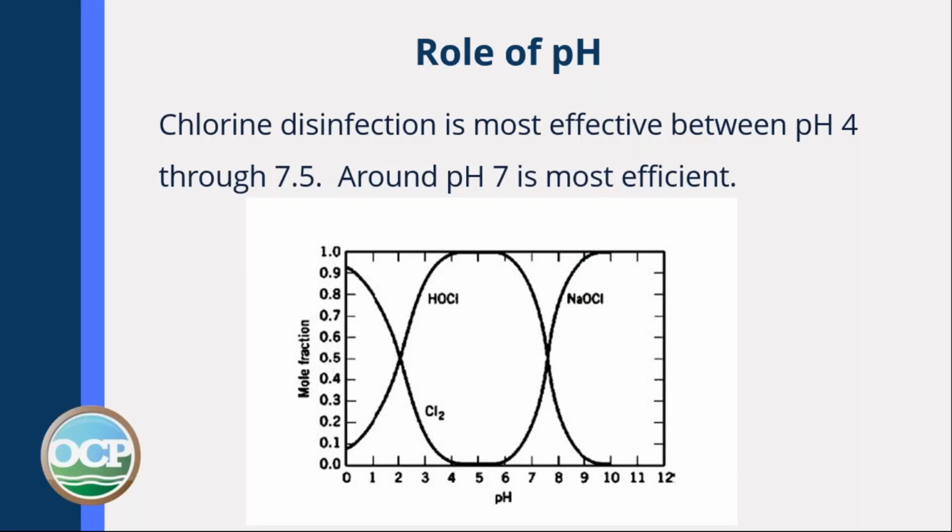Chlorine disinfection is most effective between a pH of 4 through about 7.5. Around 6.5 to 7 is where the disinfection is most efficient. You can see by looking at the graph, that's where the hypochlorous acid is, on top on this one. At lower pHs, you make more hypochlorous acid than you do hypochlorite ion.